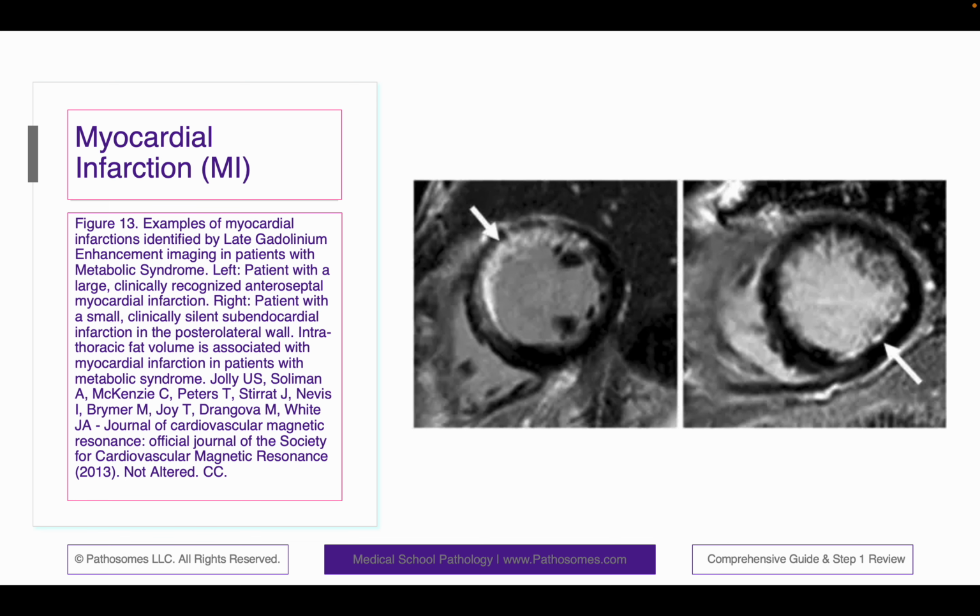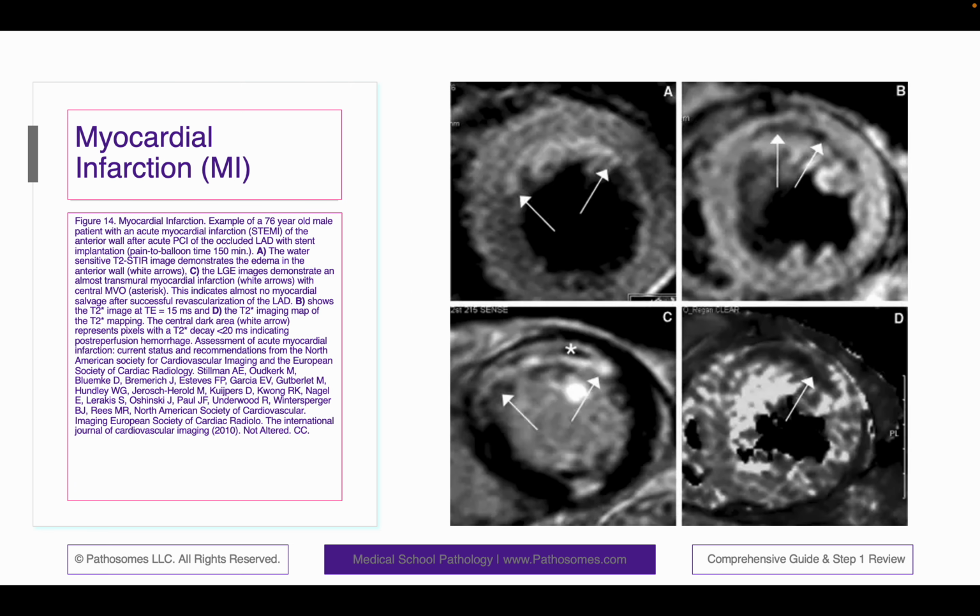Here we have an example of a myocardial infarction identified by a late gadolinium enhancement. And here we have more imaging showcasing myocardial infarction. This patient actually experienced a STEMI.